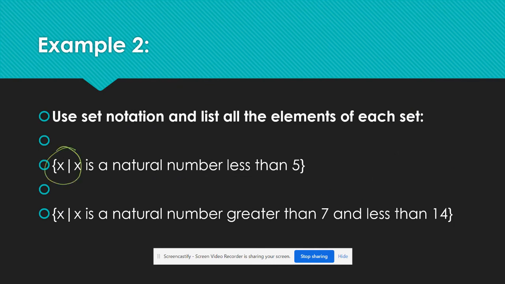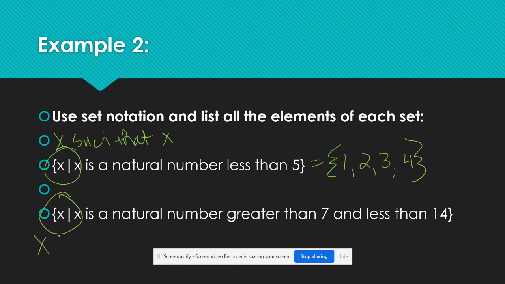Continuing with these, x such that x is a natural number less than 5. Again, natural numbers are counting numbers: 1, 2, 3, and 4. Those are the natural numbers less than 5. Remember, it did not say less than or equal to. If it said less than or equal to, then we would keep 5 in there. And so that would be all the elements of that set.